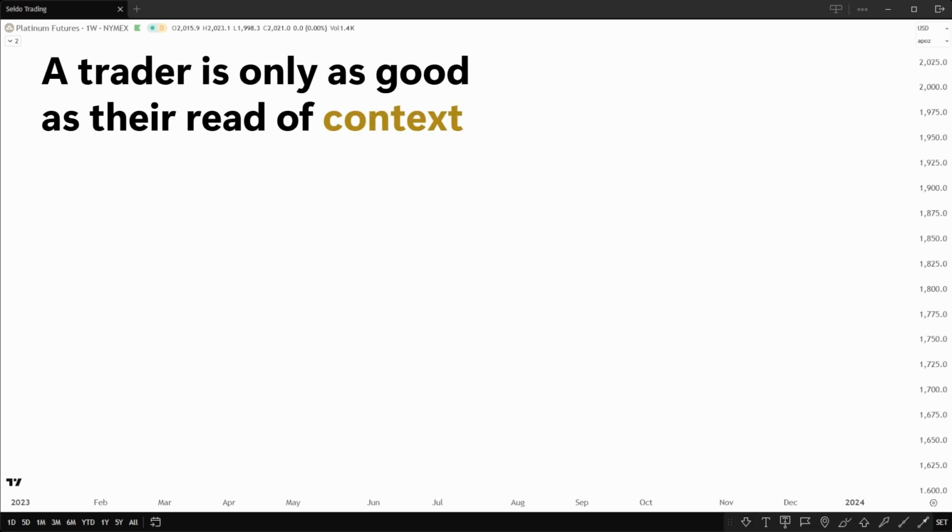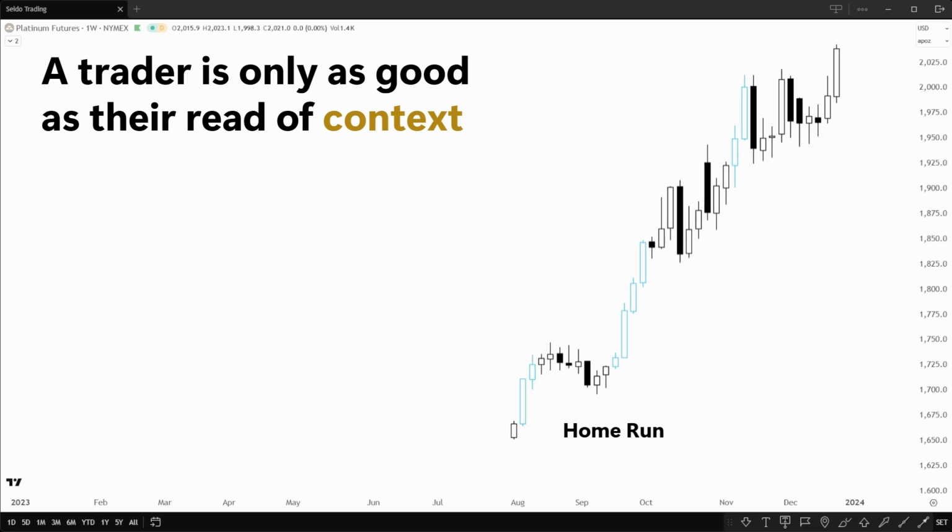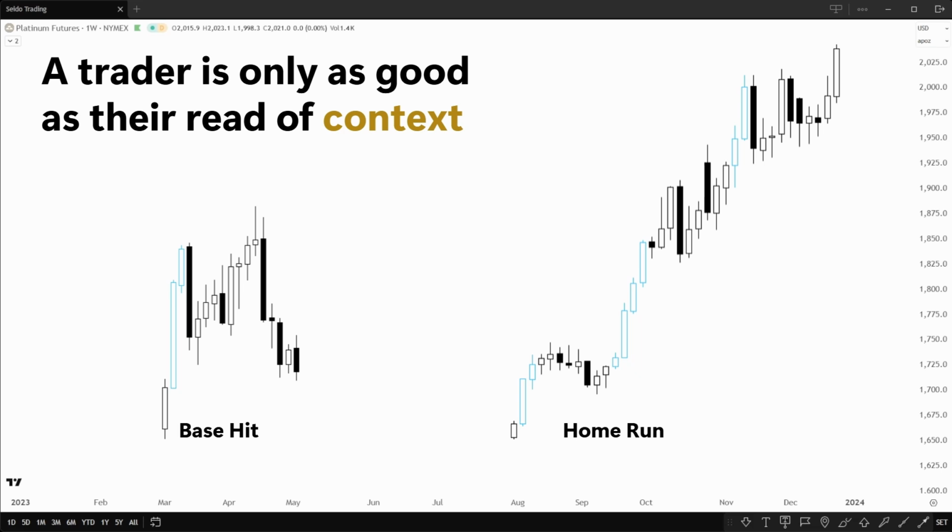There are 2 types of trades you can take: home runs, which feel great and are huge wins, and base hits, the trades that consistently build your account day to day. The difference between a good trader and a great one is being able to take base hits while at the same time knowing when to swing big.